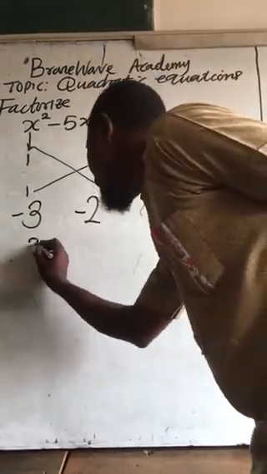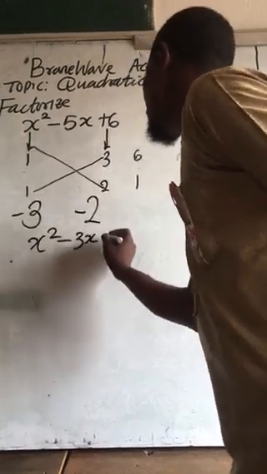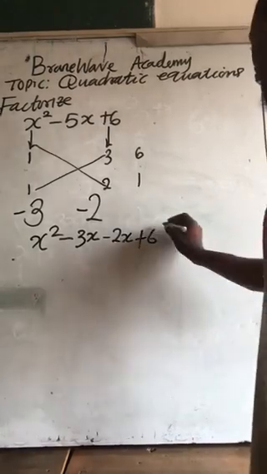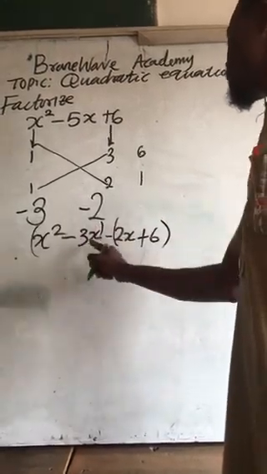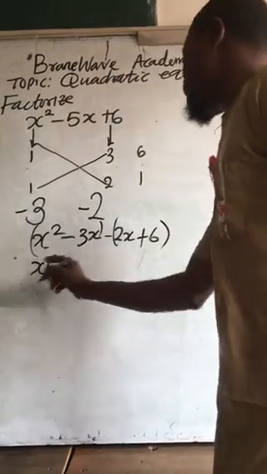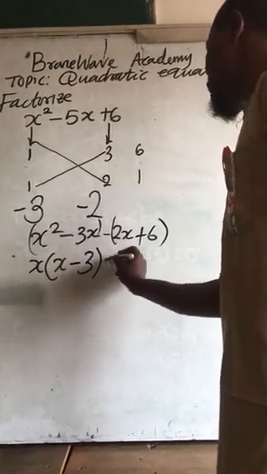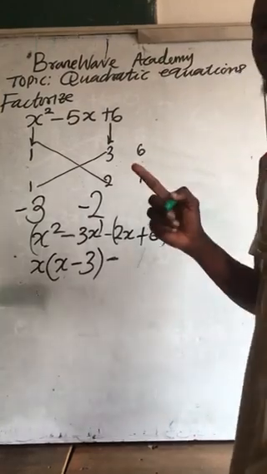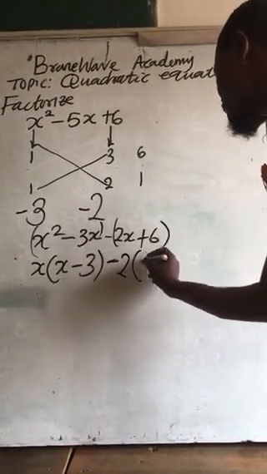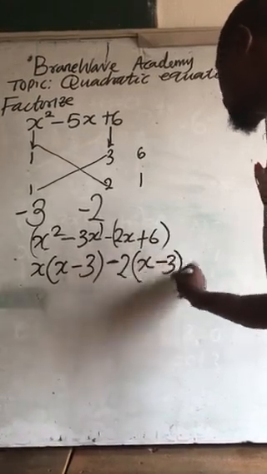Which implies that I'm going to have x squared minus, instead of 5x, I'll write minus 3x, then minus 2x, then plus 6. So I'll group it into 2. What is common here? x is common. Open bracket, x squared divided by x, I have x, minus, I have removed x out, what is remaining is 3, minus. The second bracket must be the same. And what is the coefficient of x here is minus 2, open bracket, x, minus times plus is minus, 6 divided by 2 we have 3.